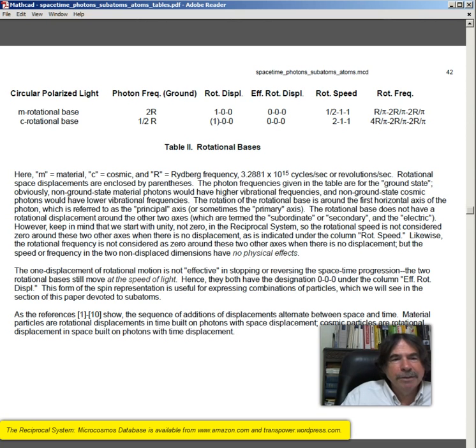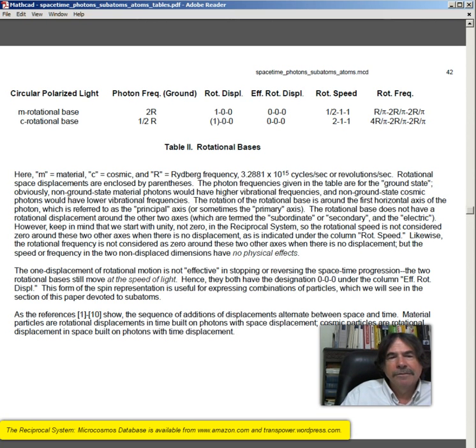Rotational space displacements are enclosed by parentheses. The photon frequencies given in the table are for the ground state. Obviously, non-ground state material photons would have higher vibrational frequencies, and non-ground state cosmic photons would have lower vibrational frequencies.